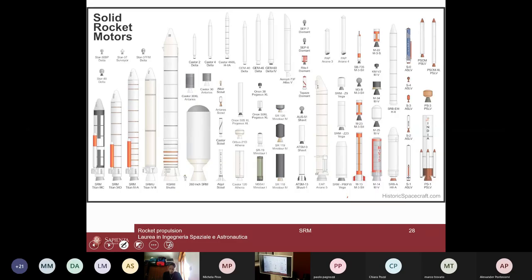And let's compare something. You see here, there are the three stages of Vega. The first stage, second stage, third stage, all together are smaller than the booster of Ariane 5, which in turn is smaller than the Space Shuttle one. But you see that we have also very small rockets. And this is for upper stage.